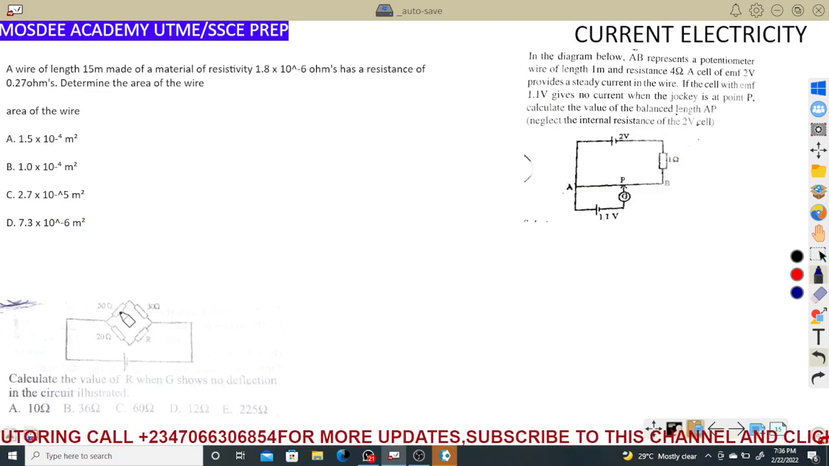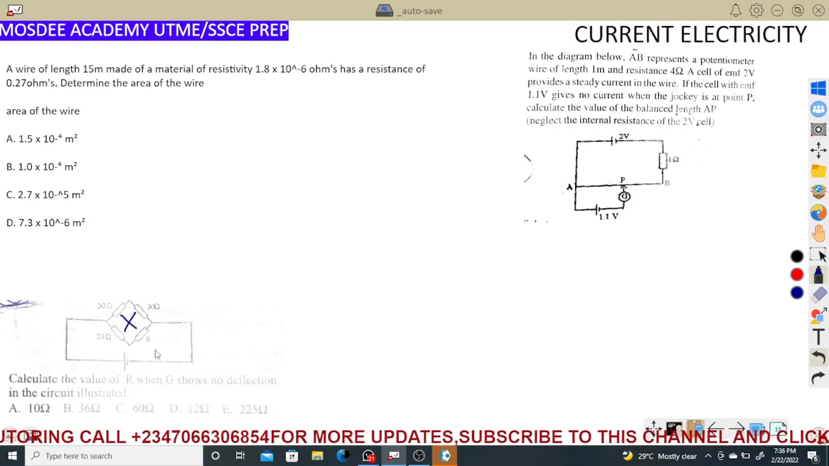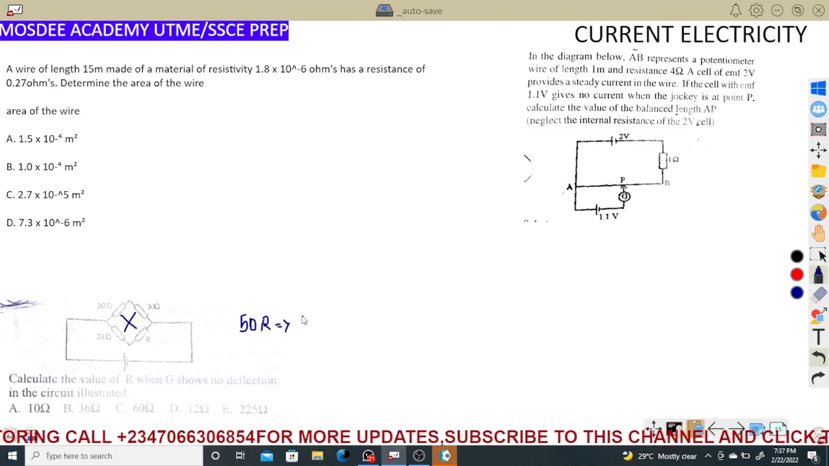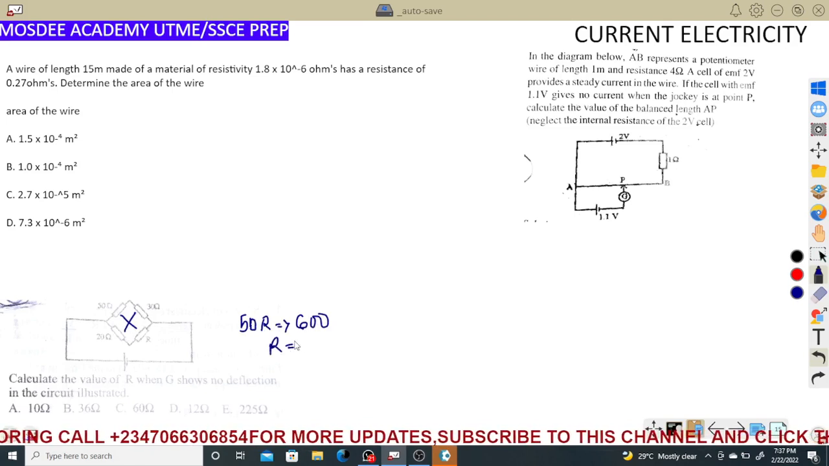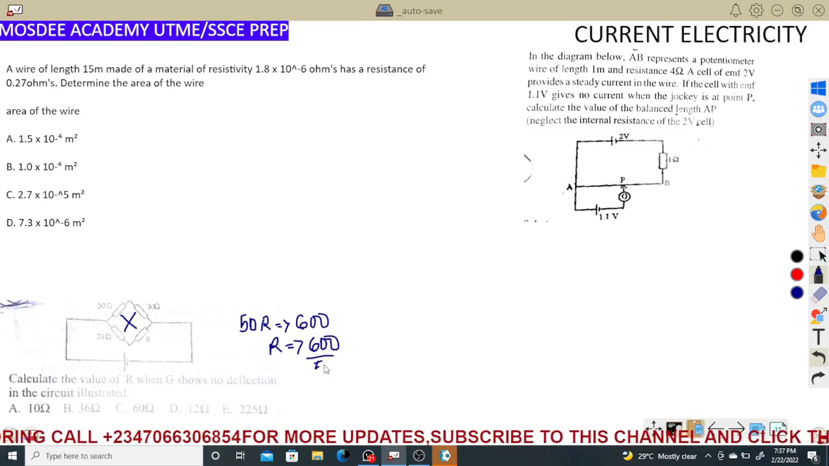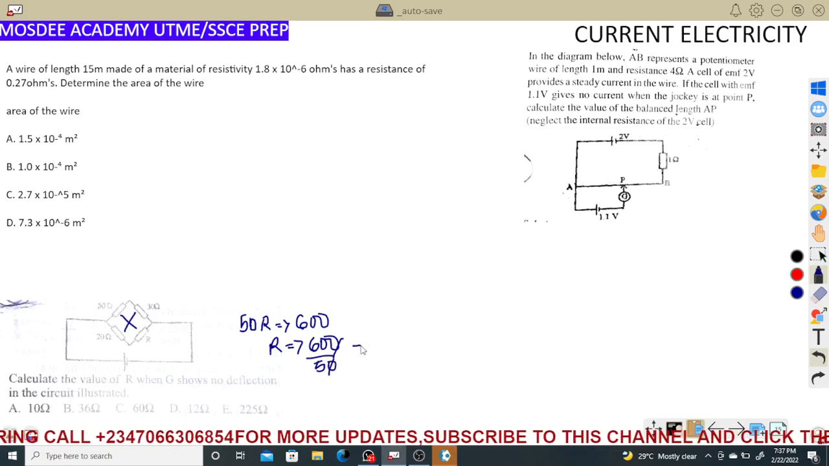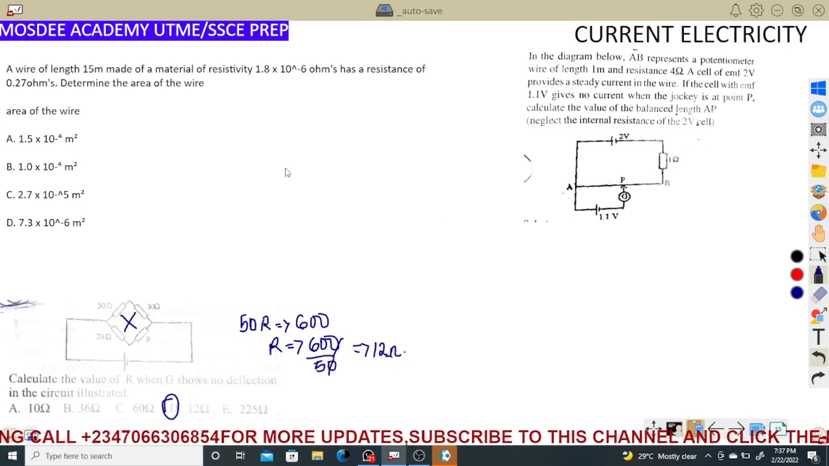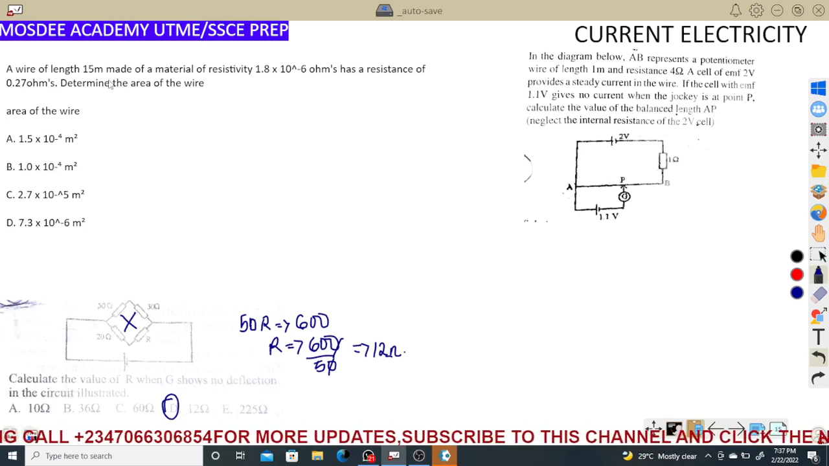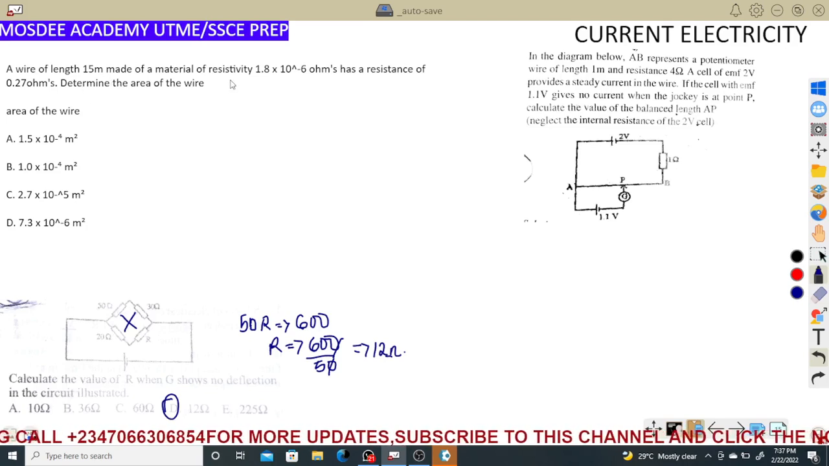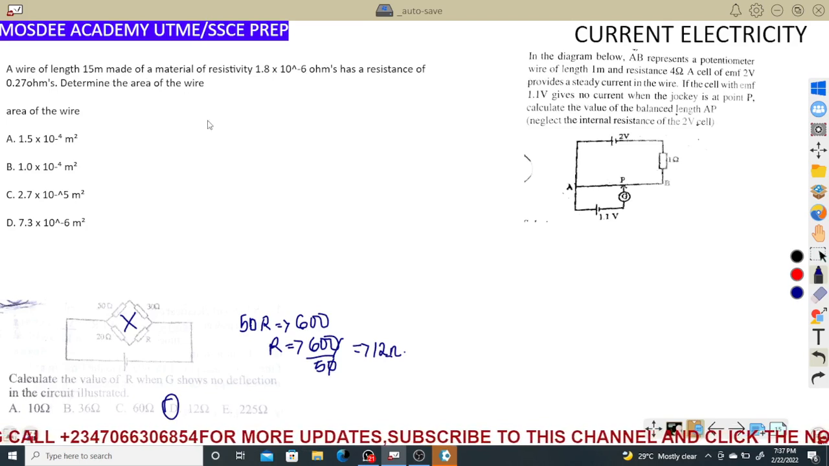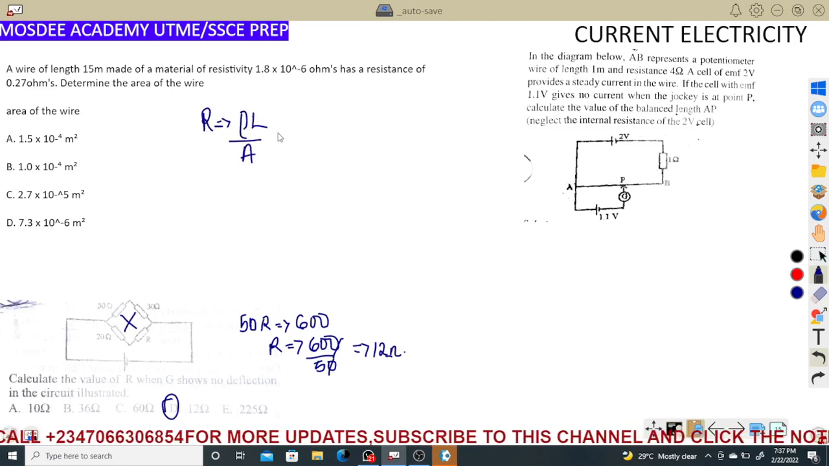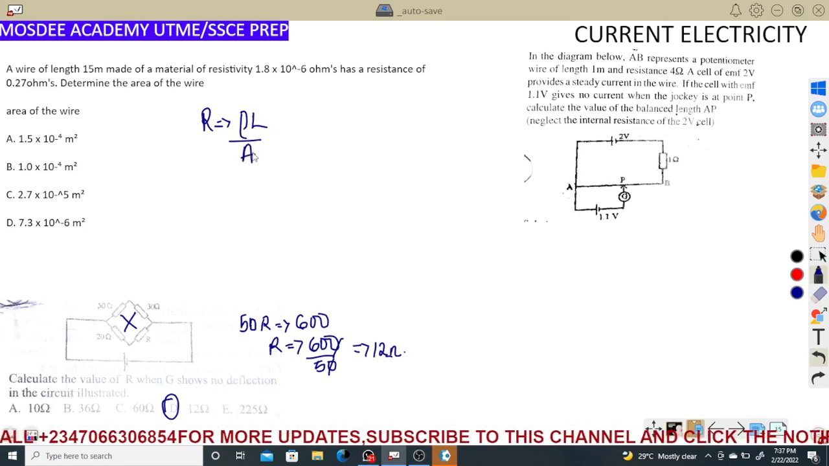So let's do this, a balanced meter bridge. We've talked about this. 50 times R, 50R, equals 30 times 20, which should be 600. R will be equal to 600 over 50. You can see it is easy because we know the concept. So that is 60 over 5, and that is 12 ohms. Balanced meter bridge, just cross multiply. Then how about this? A wire of length 15 meters with a given resistivity and resistance, determine the area. Resistance R equals rho L over A. Substitute these values and calculate the value of A.